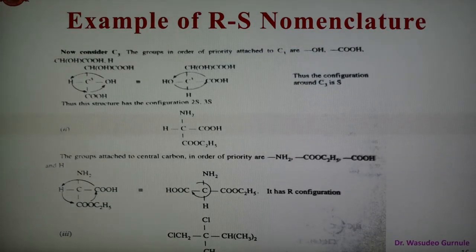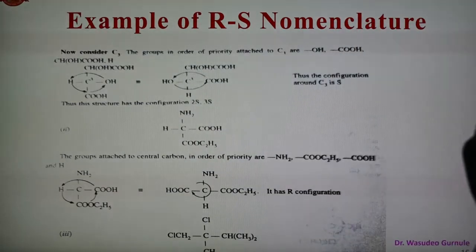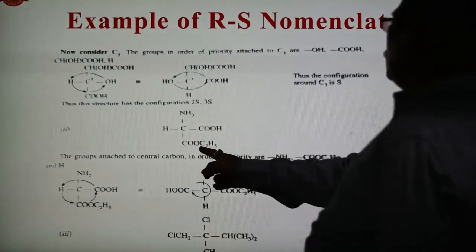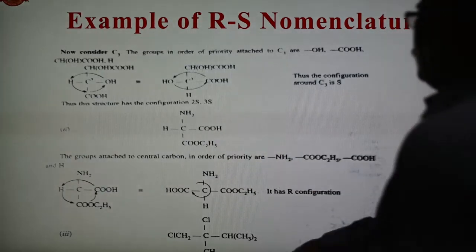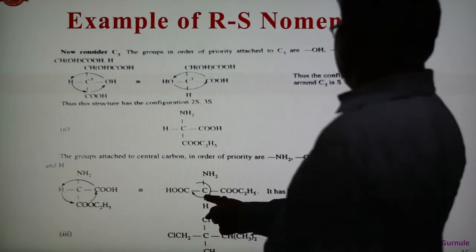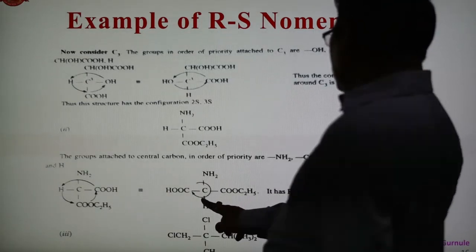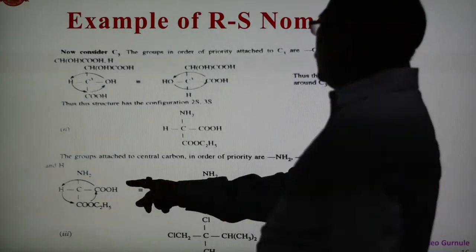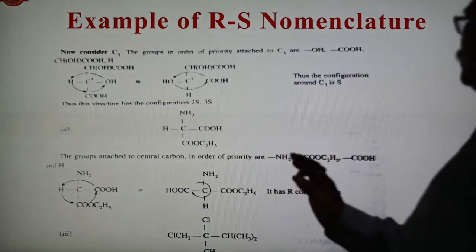And the second compound, having 4 different atoms grouped, and the groups attached to the central carbon in order of priority are: in this case first NH2, then COOC2H5, then CHO, and last H. Which is shown here, and therefore see here NH2, this is 1, this is 2, 1, 2, 3. So we have made this because we want this lowest priority H at the bottom.